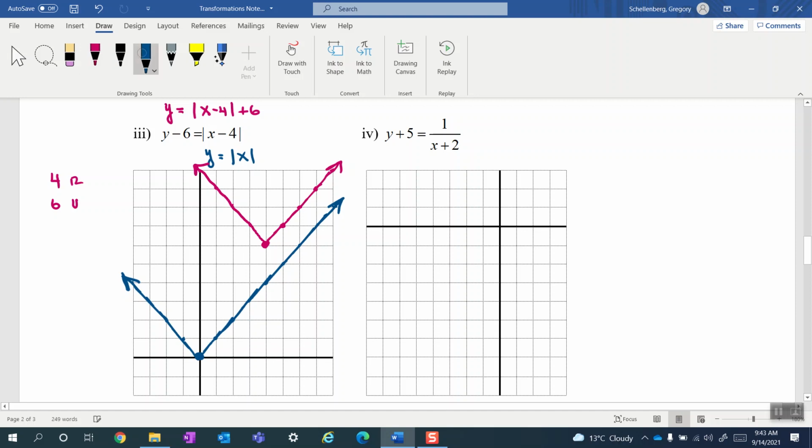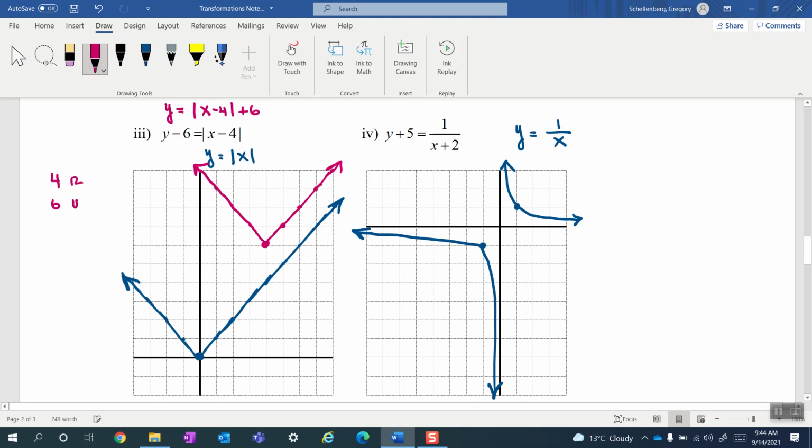Okay, and the last graph here that we'll look at, our underlying function is our basic reciprocal function. Okay, so y is equal to 1 over x. If I draw that, it looks something like this. Okay, maybe not the best drawing, but you get the idea.